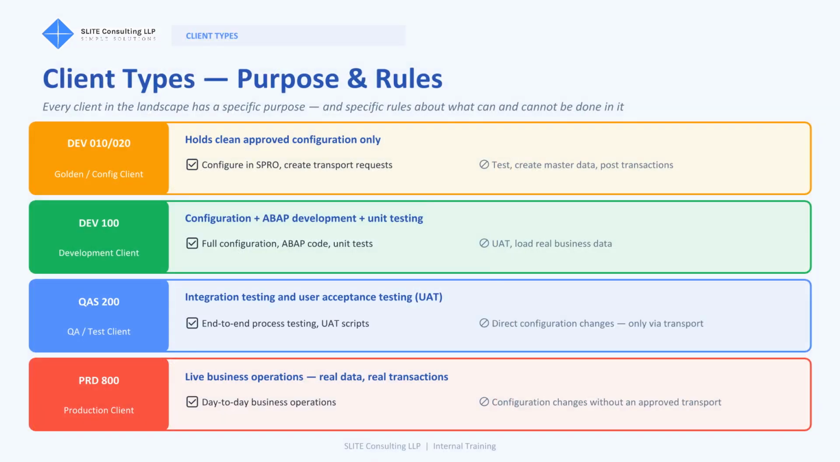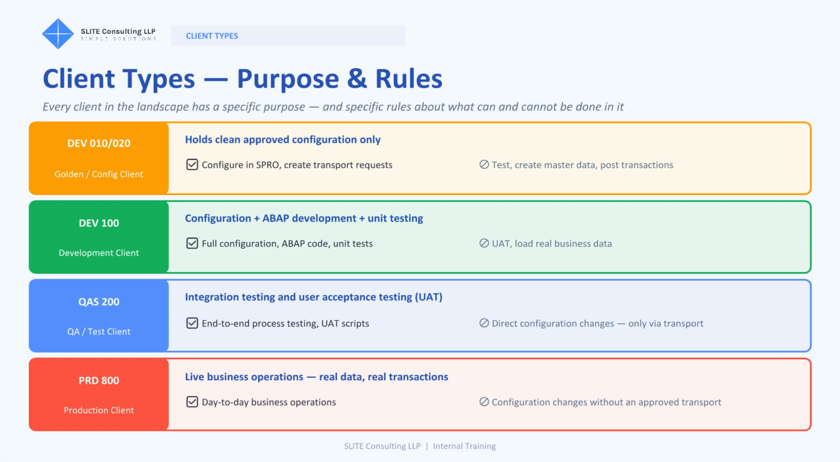This slide summarizes the 4 client types you will encounter across the standard landscape and the rules that govern each one. The golden or configuration client, typically DEV 010 or 020, holds clean approved configuration only. You may configure in SPRO and create transport requests here, but you must never test, create master data, or post transactions. The development client, DEV 100, is where active configuration, ABAP development, and unit testing take place.